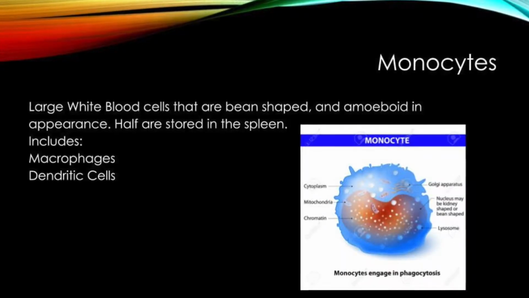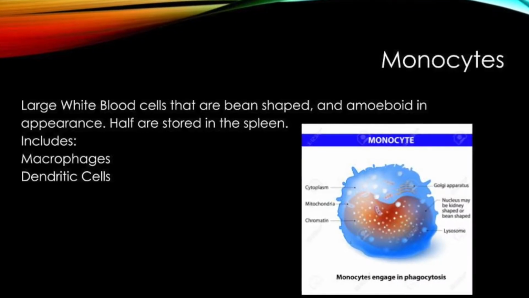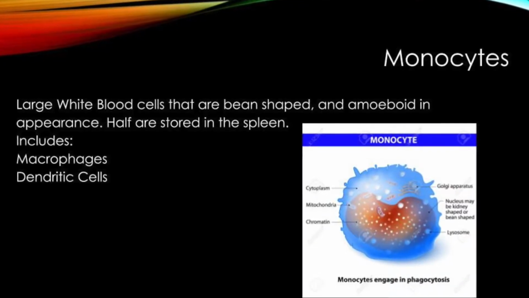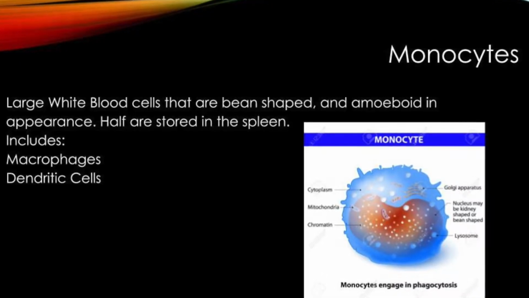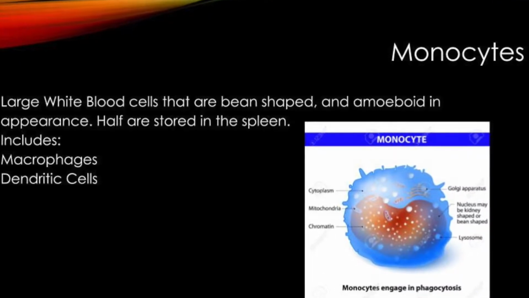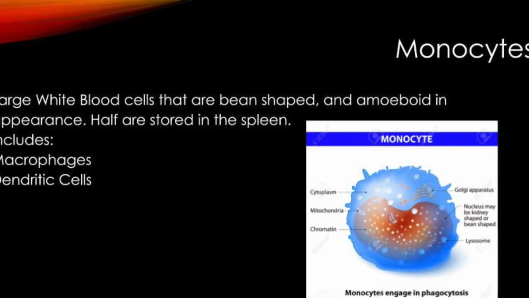Next, we have monocytes. These are large white blood cells that have a bean-shaped nucleus and are ovoid in appearance. Half are stored in the spleen because this is where they're likely to encounter pathogens. The macrophages and dendritic cells that are monocytes will be talked more about later when we talk about phagocytic cells.